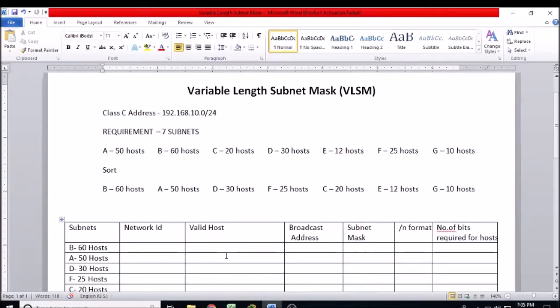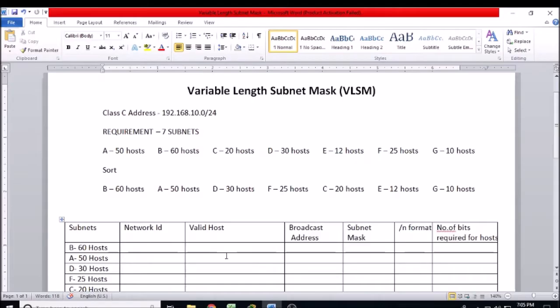Hello everyone, today our discussion will be on variable length subnet mask, VLSM. For this, I am going to take one class C address, 192.168.10.0/24, where /24 is the length of the subnet mask. With an example, let me explain this.